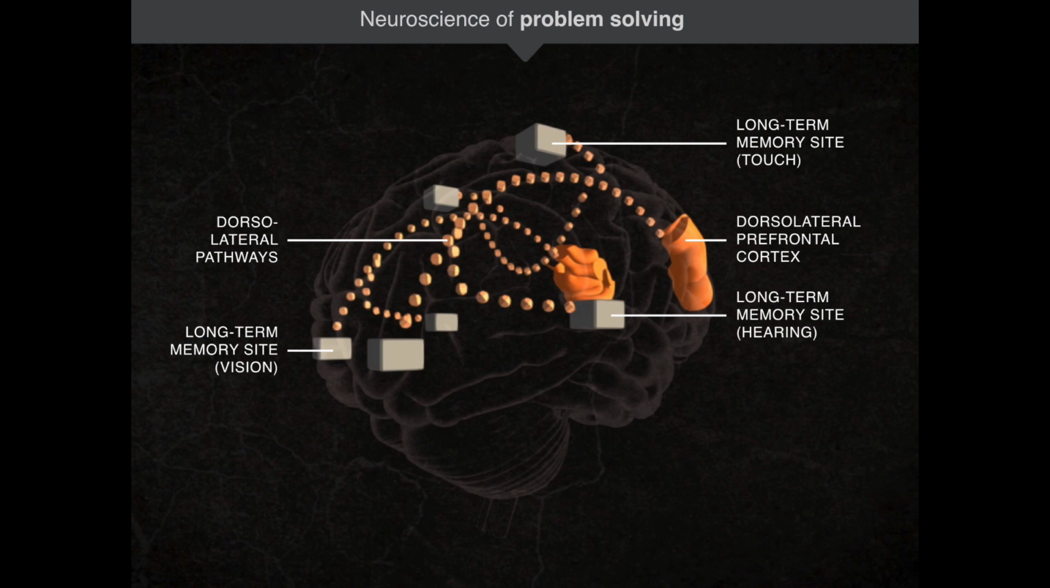Abstraction takes place along these superhighways, and there are a number of things that are very important in the dorsolateral prefrontal cortex, so-called executive function, to ensure that everything works properly and that we innovate at our best.